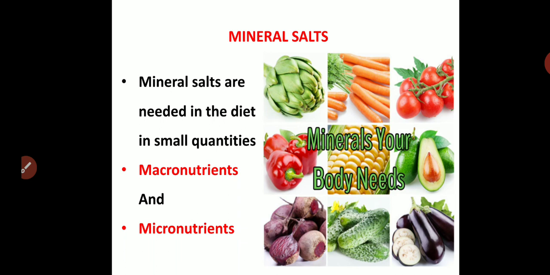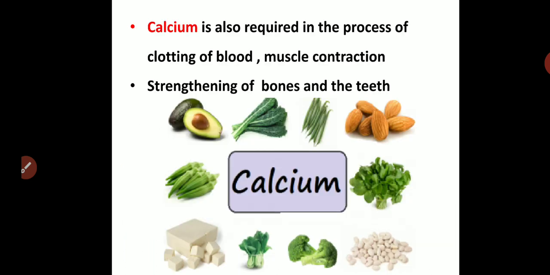Now all these minerals are categorized into two groups based on the requirement in the body. Some minerals are needed in large quantities and those are termed as macronutrients, and some minerals are needed in small quantities, very less amounts in the body, and those are termed as micronutrients. Now let us see the detailed account of a few of them.